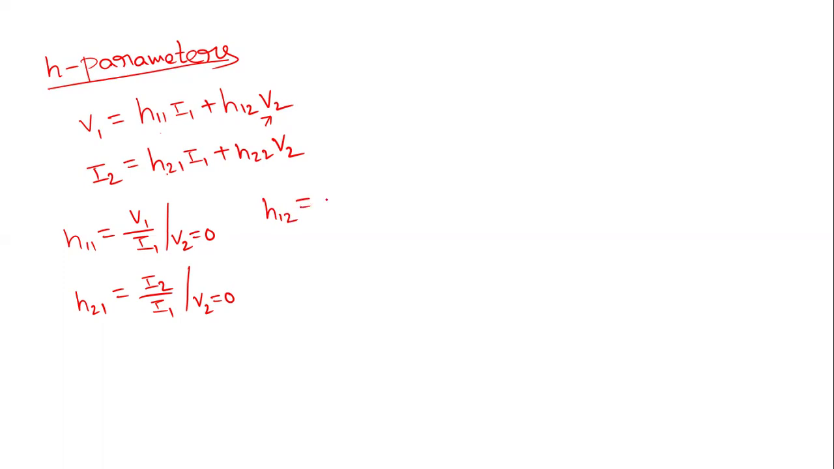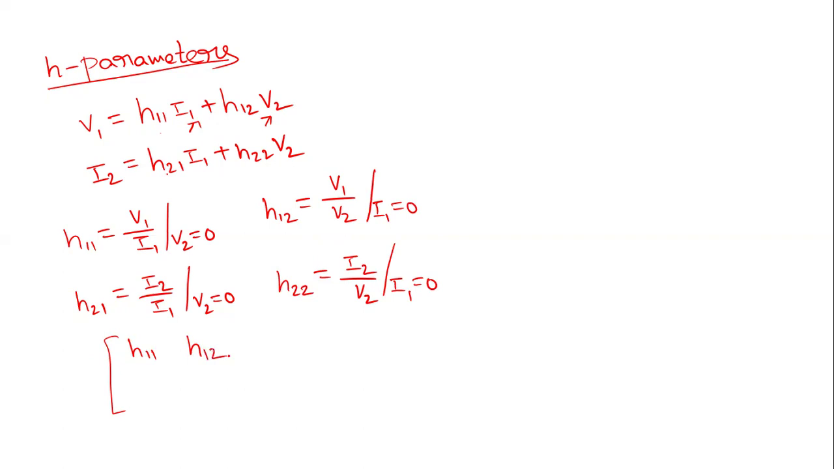What is H12? H12 is V1 by V2 with I1 0. If we make I1 0, we get H12 as V1 by V2 with I1 0. What is H22? H22 is I2 by V2 with I1 0. Okay, these are the individual H parameters. H parameters are also represented in the matrix form H11, H12, H21, H22.